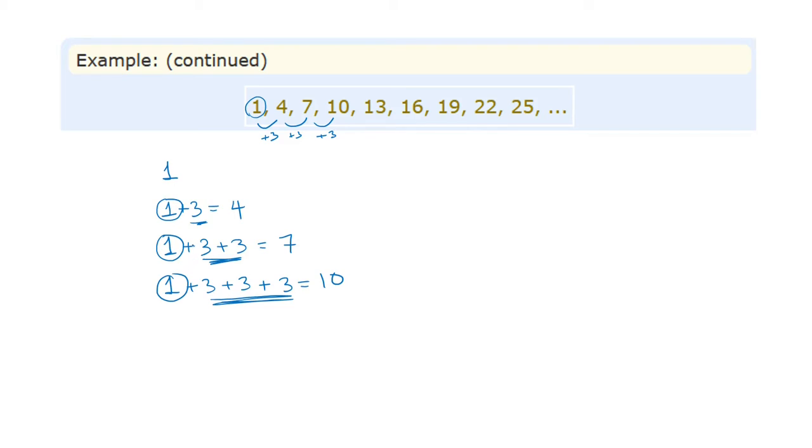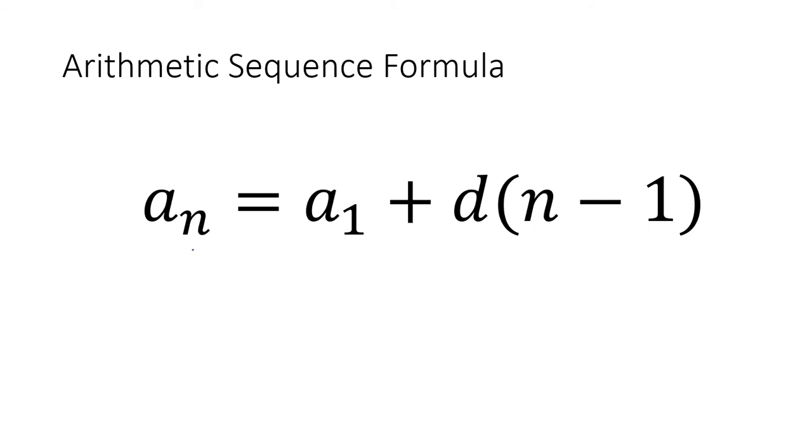So here is the formula for an arithmetic sequence. We have a sub n equals a sub 1 plus d times the quantity n minus 1. This d is our common difference. Here, a sub n is the term that we want to find. A sub 1 is our first term. D is our common difference. The n here represents the position of our number.